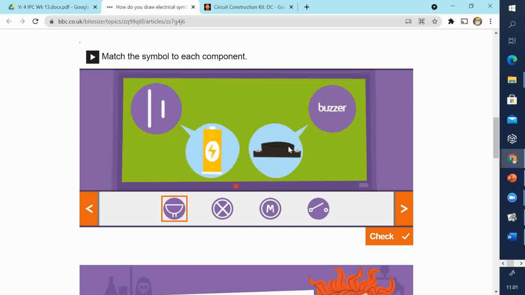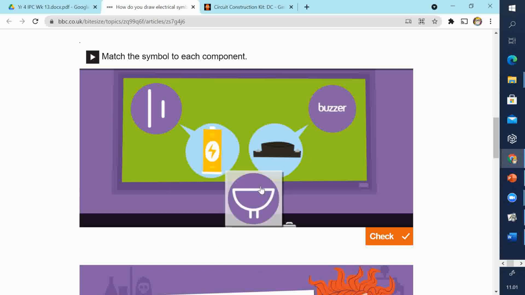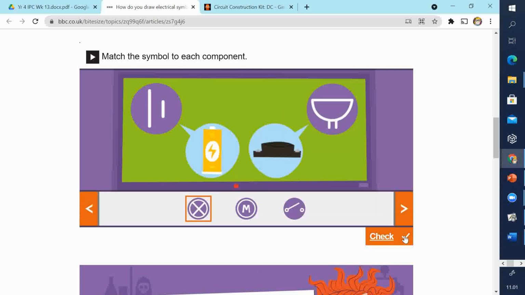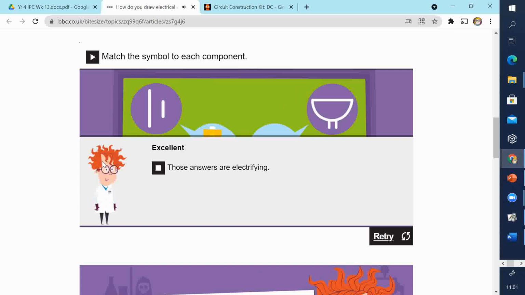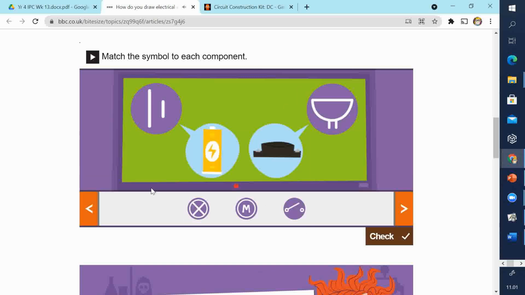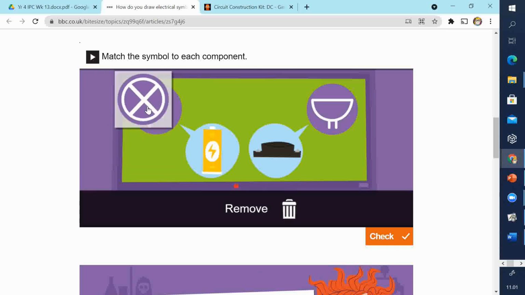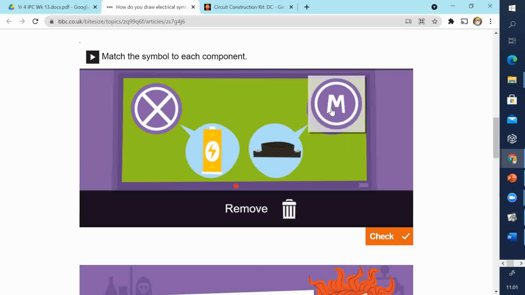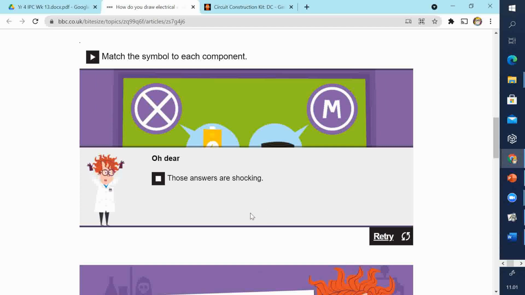What about the buzzer? What about the first one? Most people are saying. So let's see. So I have to drag it and drop it there. And then I check here. And yeah, so we're happy with our answers, okay? Now, just to show you if we do it wrong. So the motor, this is wrong. If I check. Okay, so the answer there, that's not correct, okay?